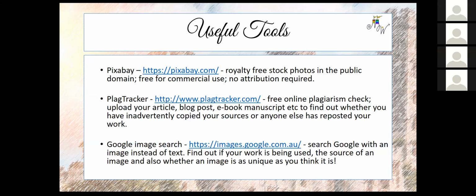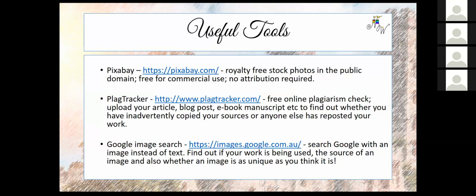And finally, you can use Google to search for images as well as texts. So if you go to images.google, you can search Google with an image instead of a text, and that can be a great way to find out if your work is being used. It can also be a great way to find out the source of an image. If you've got an image you love, but you've got no idea who actually took it or where it came from, this can be a great way to find that information.